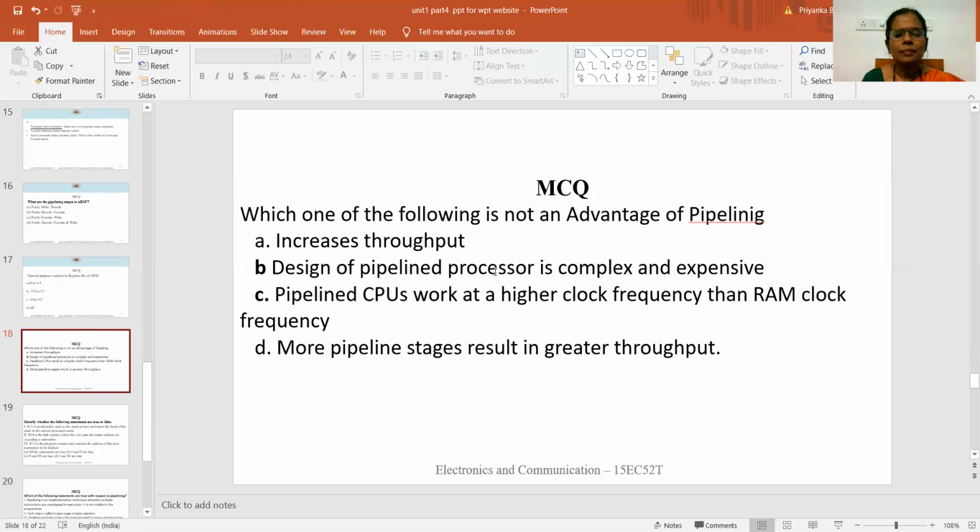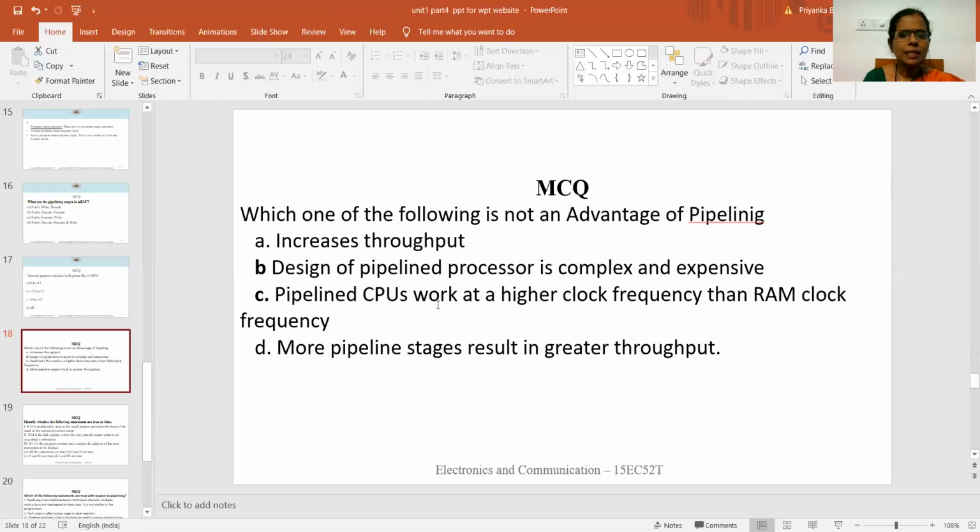Design of pipeline processor is complex and expensive. So whenever we get a word like expensive or complex, definitely it will not be an advantage. It will be a drawback only. So option B might be the answer. You can check it later.